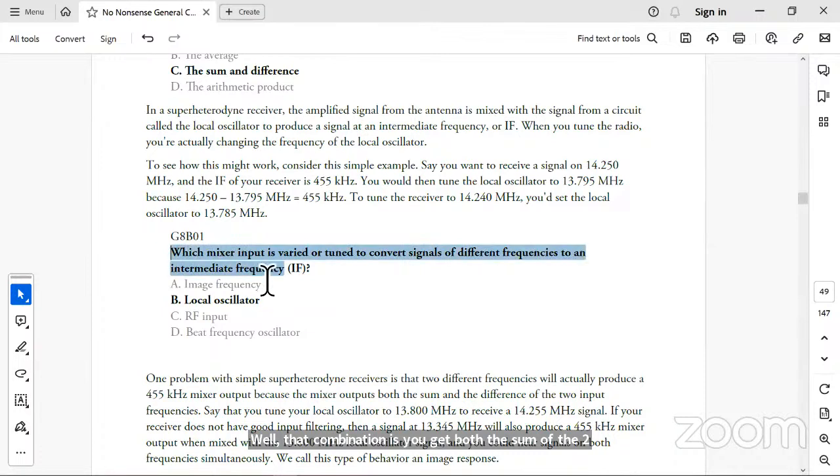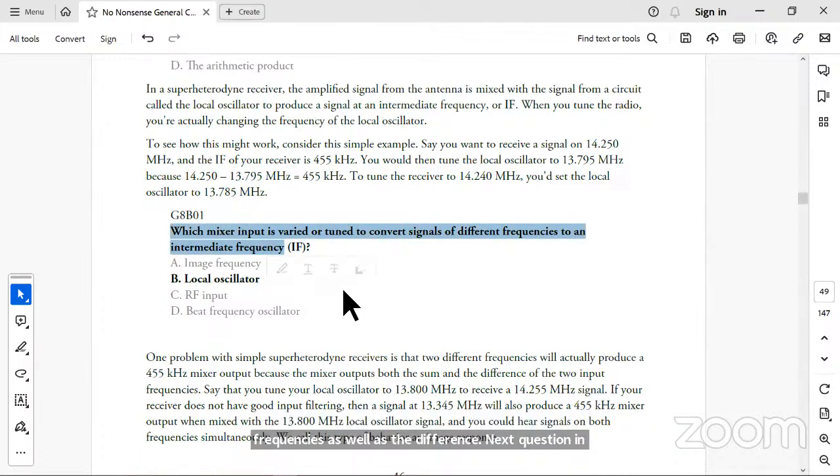Next question in the question pool: which mixer input is varied or tuned to convert signals of different frequencies to an intermediate frequency? Let's dissect this. What are they asking us? In a mixer, you have the input frequency from the antenna, and we also have a local oscillator frequency. We mix both of them to get the IF frequency output, no matter what the input signal is. So that frequency that is varied using our tuning dial is called a local oscillator.